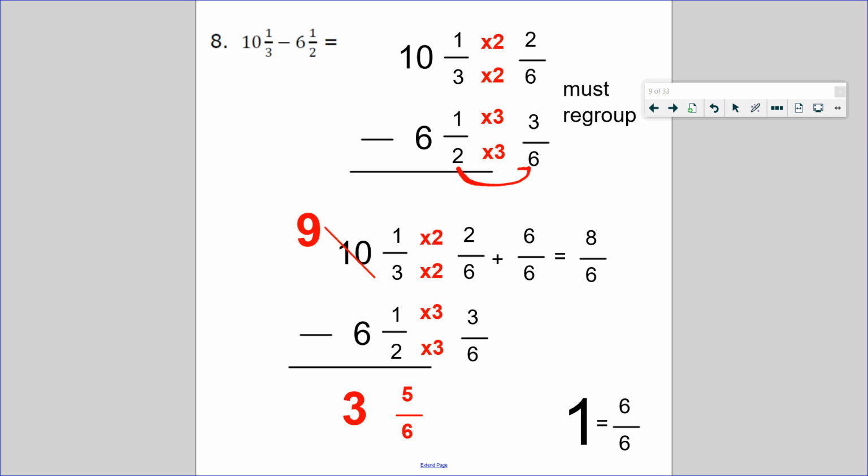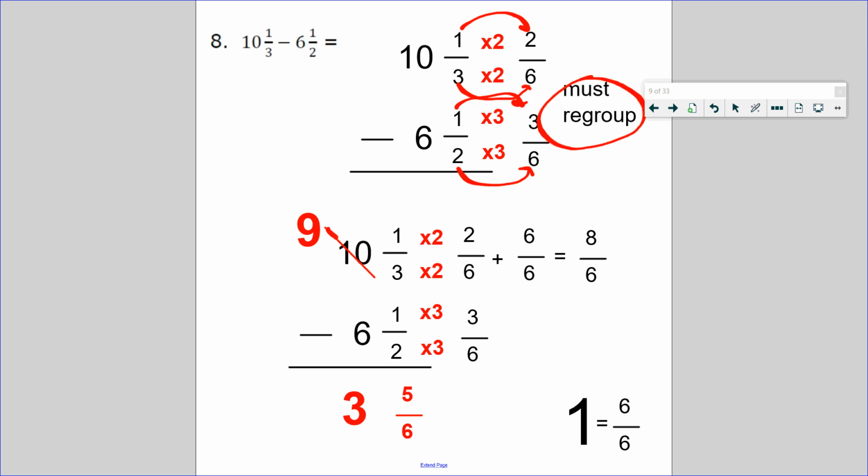What's the relationship from 1/2 to 6? Times 3. So that's 3/6. What's the relationship from 3 to 6? Times 2. 2/6. So we subtract this. Can we do 2/6 minus 3/6? No, we must do something called regrouping.